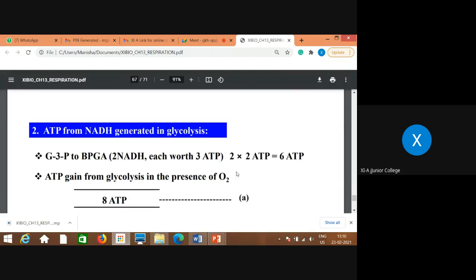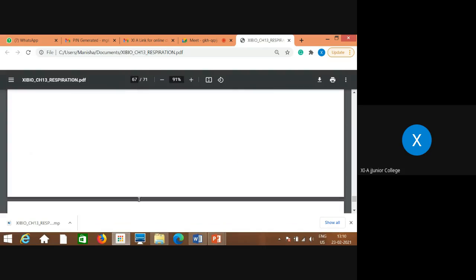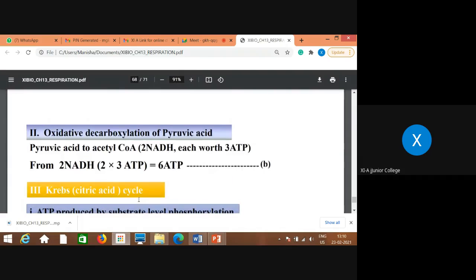But from using NADH2, 2 NADH2 molecules are produced. So 1 is equivalent to 3 ATP, just now we studied in ETS. So 3 into 2, it is 6. So 6 plus 2, it is 8 ATP. So at the end of glycolysis, the net gain of ATP is 8 ATP.